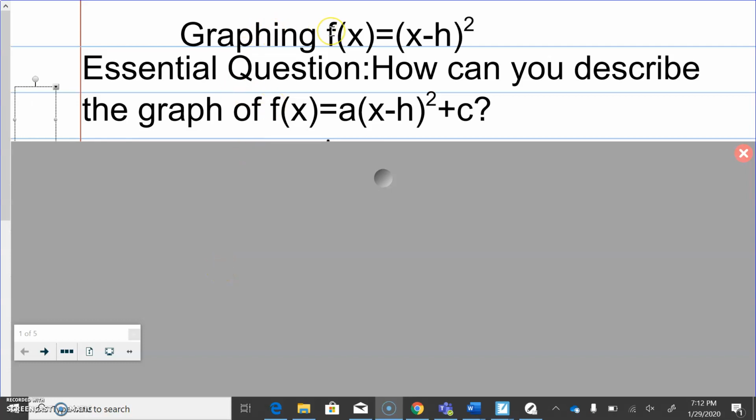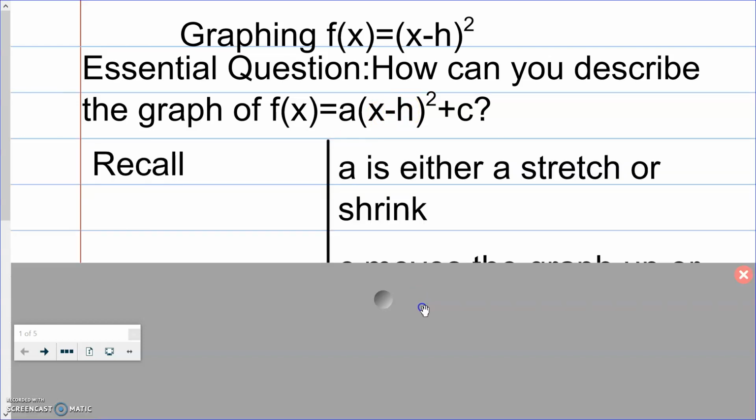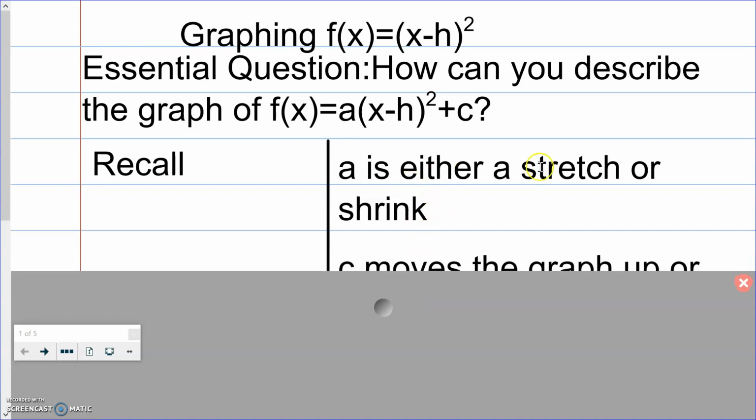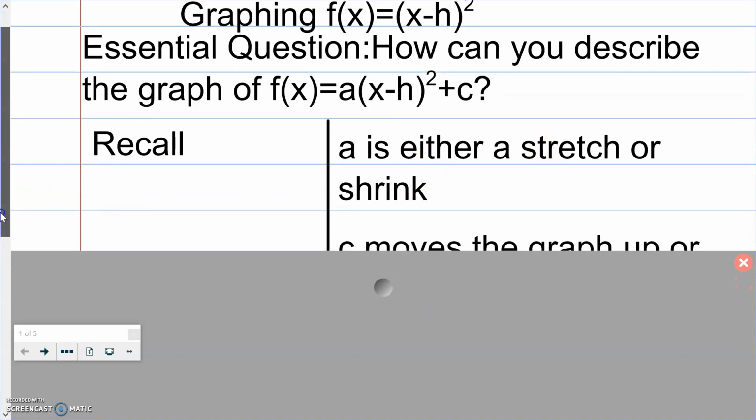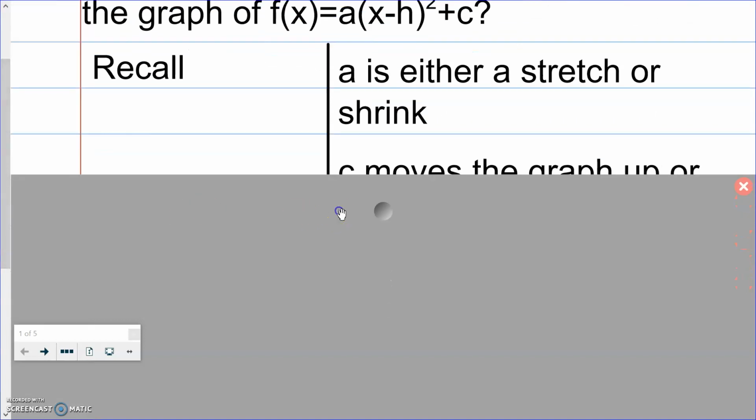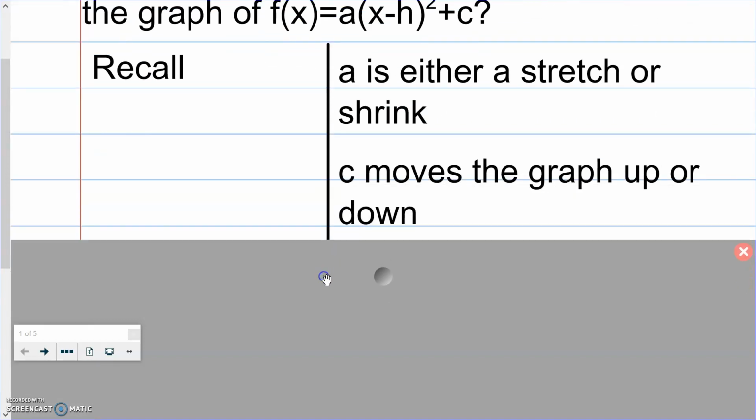Today we're looking at graphing f of x equals (x minus h) squared. Our central question is how can you describe the graph of f of x equals a quantity x minus h squared plus c. So far we've been looking at a and c. We are now putting in the minus h. So recall a will either make it a stretch or a shrink, and c moves the graph up or down. A will also make a reflection if it's negative. Let's look and see what happens with h.